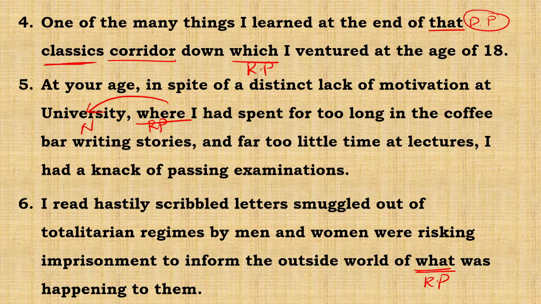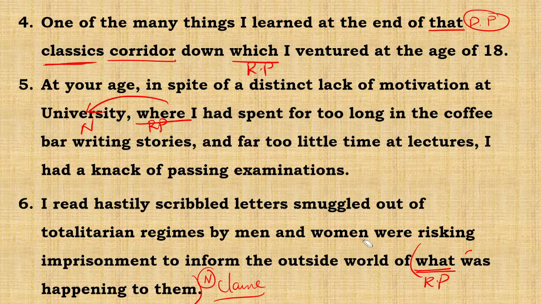Tell me, what is a noun form that is used to speak about this word? These men and women were risking imprisonment to inform the outside world of what was happening to them. So look at this combination. This what was happening to them is all used as a clause here. What type of clause is this? This is a noun clause. So the word what is used to refer not only to a noun, it is used to refer to the whole noun clause.